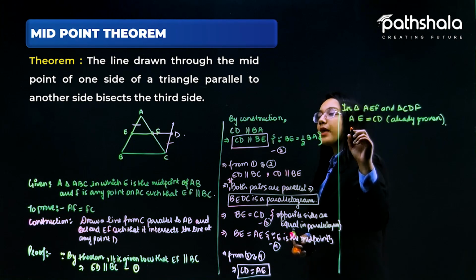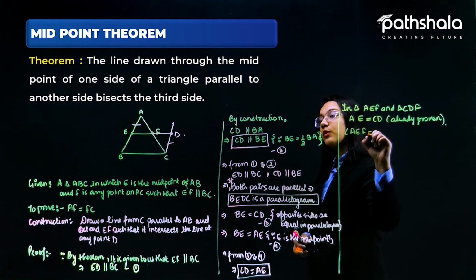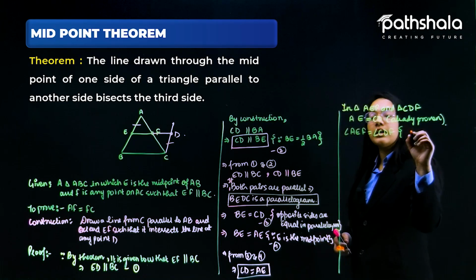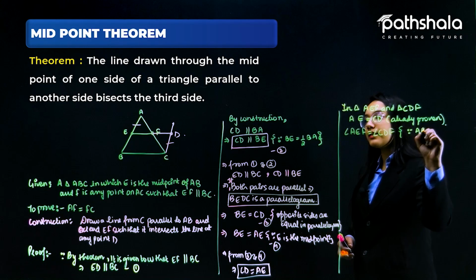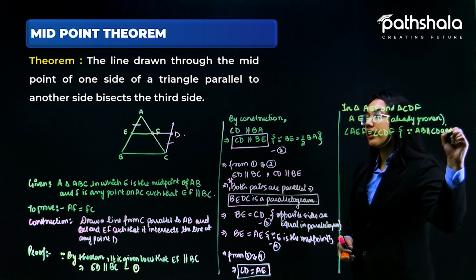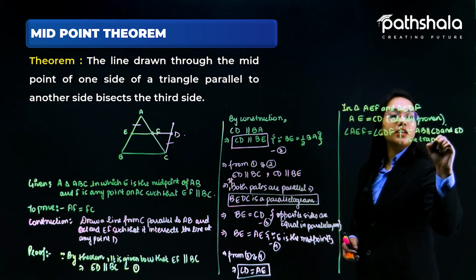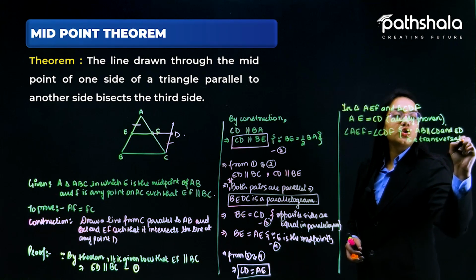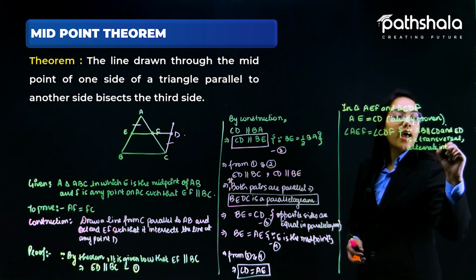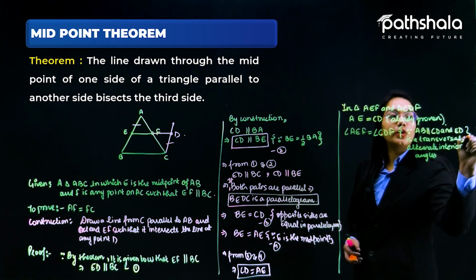And furthermore, we know that angle AEF is equal to angle CDF, because AB is parallel to CD and ED is a transversal, so they form alternate interior angles. That's why they are equal to each other.